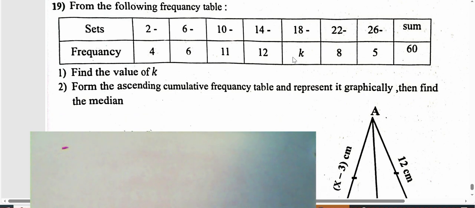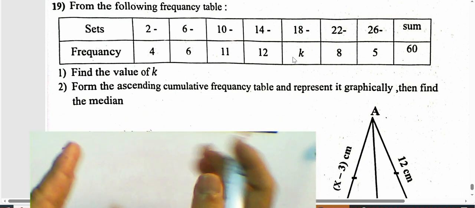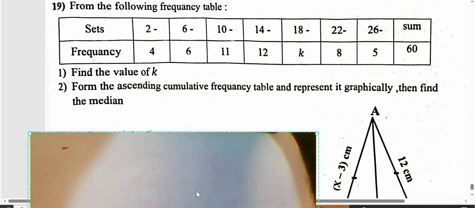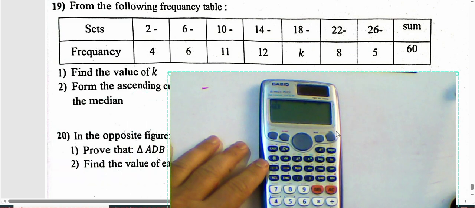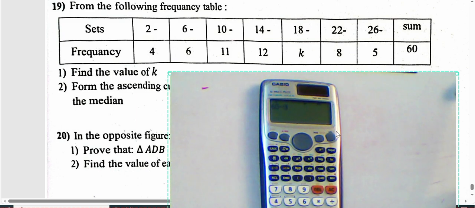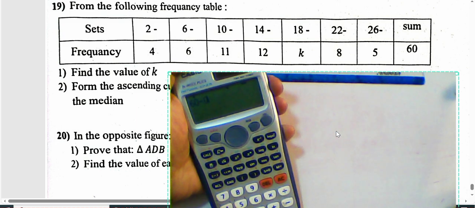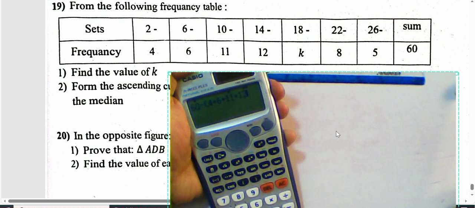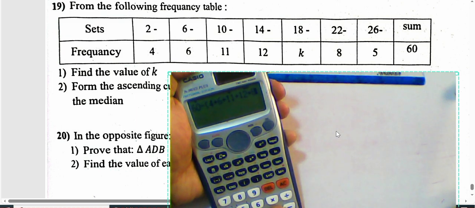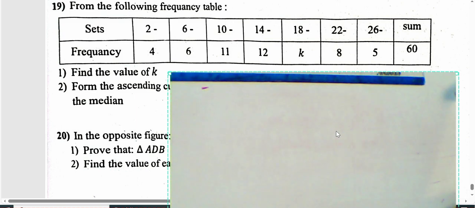Next question. Find the value of k. First, we can find the value of k by adding all the numbers and subtracting from 60, because the sum of frequency here is 60. You can use a calculator to find the answer, or in your mind as well. 60 subtract the sum of all numbers here: 4 plus 6 plus 11 plus 12 plus 8 plus 5, it will be 14. This is the value of k equals 14.